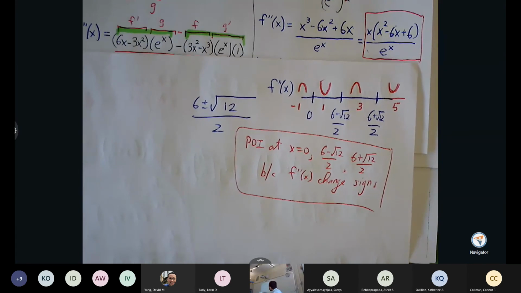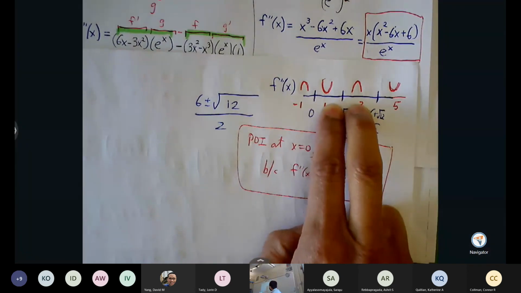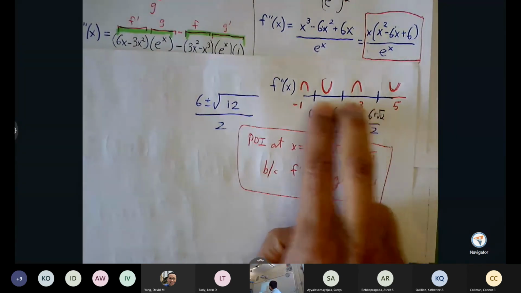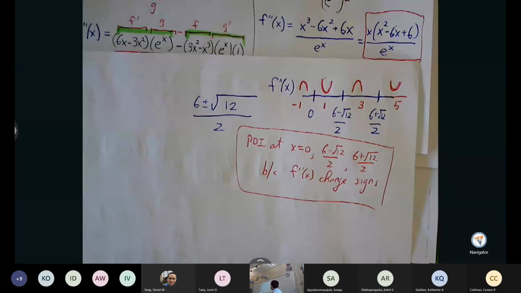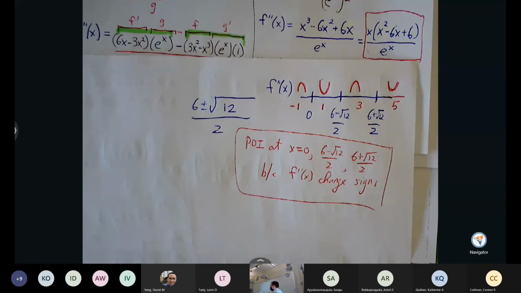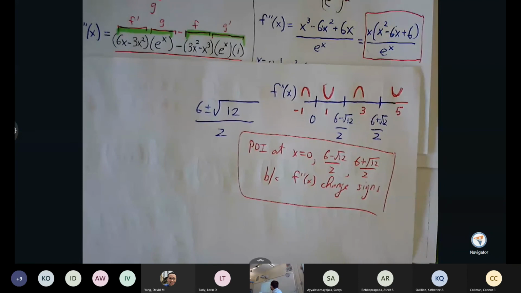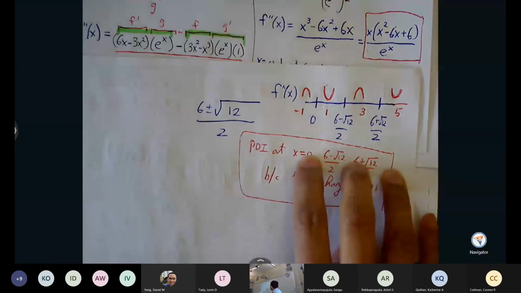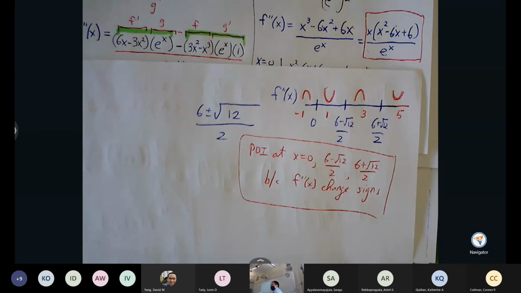So we have 3 candidates for points of inflection, but now after the sign line, can we confirm that these are all points of inflection? Yes, change in sign, right? So after you find your critical points, you still have to make it go through the sign line. And if I ask you for an ordered pair, you'll plug all these back into the original function, and your reasoning would be because f double prime changes signs.